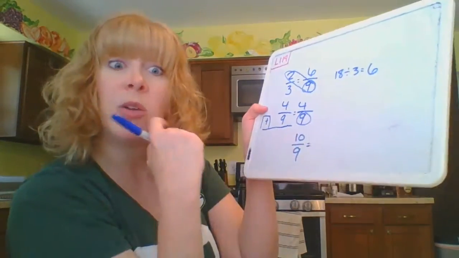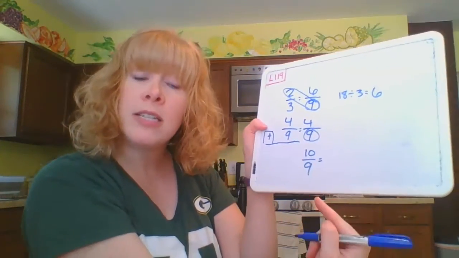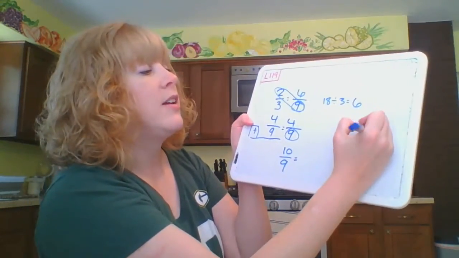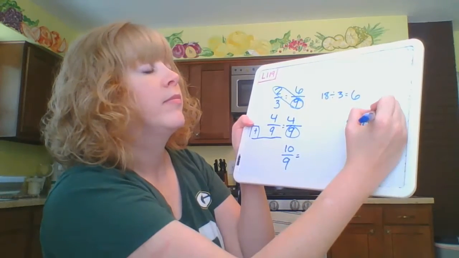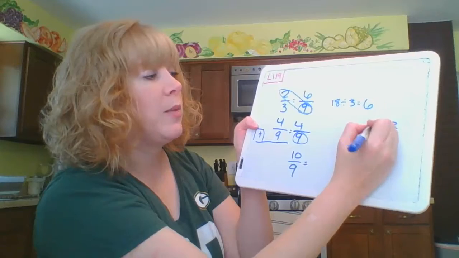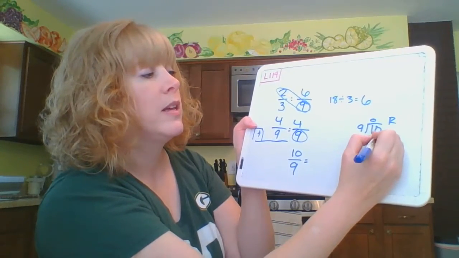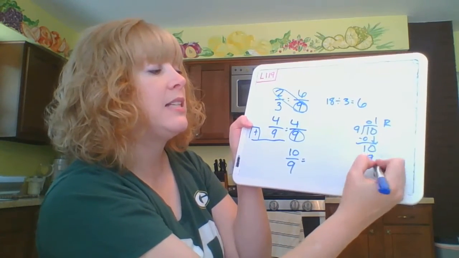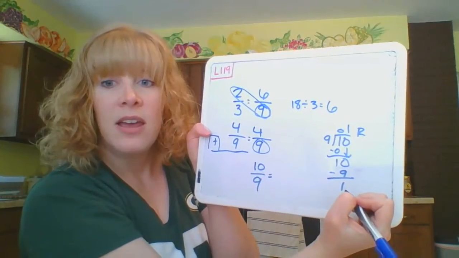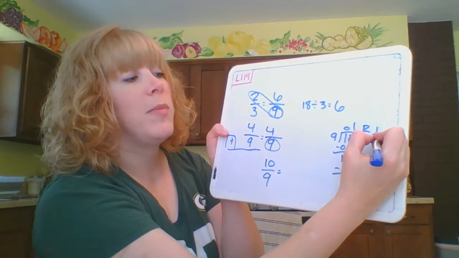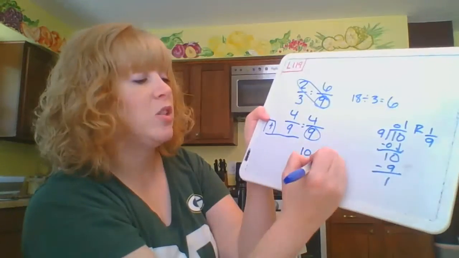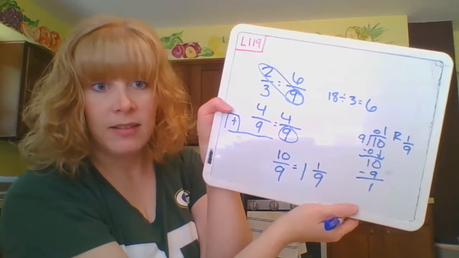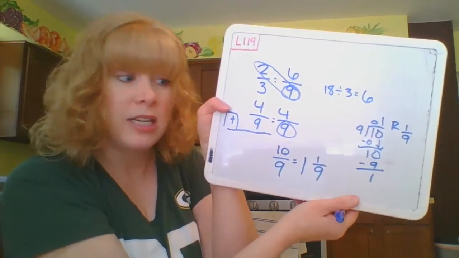Remember, to find your mixed number, you need to divide your numerator by your denominator, and then your remainder is the new numerator. So I'm going to say, here's 10 and 9. 9 can't go into 1. I need a placeholder. 9 can go into 10 one time. 1 times 9 is 9. 10 minus 9 is 1. 1 is my remainder, so it's going to be 1/9. My answer will be 1 and 1/9, which would be the simplest possible form. That would be the correct answer.